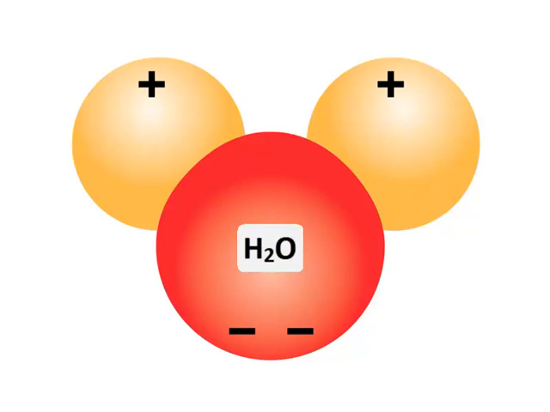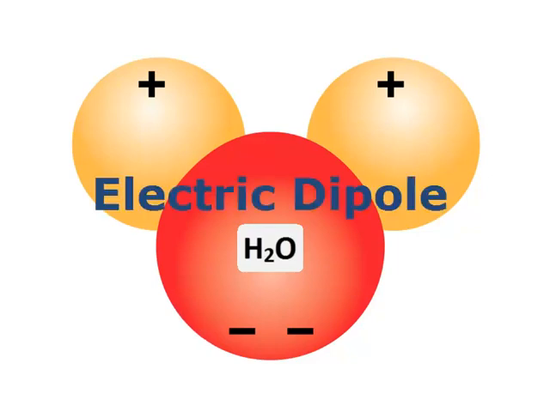Many molecules, H2O for example, are electrically polarized in their normal states. The distribution of charges is not perfectly even. There's a little more negative charge on one side of the molecule than on the other. Such molecules are said to be electric dipoles.